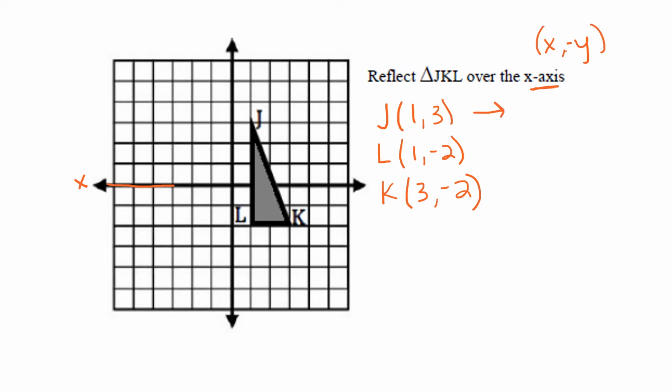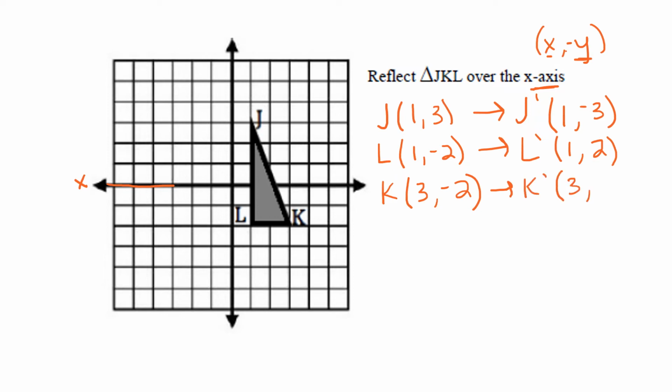So before I even flip it, before I take this and talk about it on a graph, I'm going to negate it to J prime. X is going to stay the same, so I'm still going to keep the 1, but I'm going to negate the y and make it opposite. So this becomes a -3. For L prime, I keep my x value and negate my y value. Since my y value is negative, it becomes +2. And lastly, for K prime, I keep my x value of 3 and I negate my y value, or change the sign, which makes that a +2.